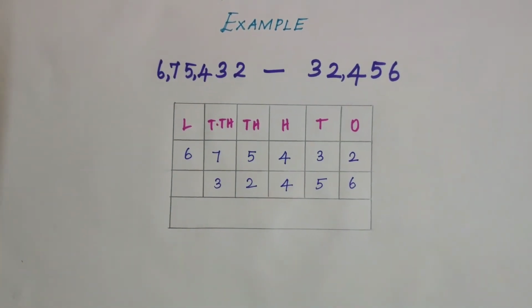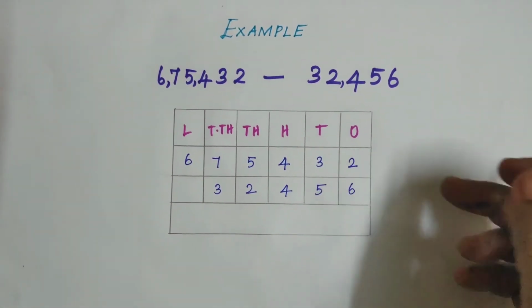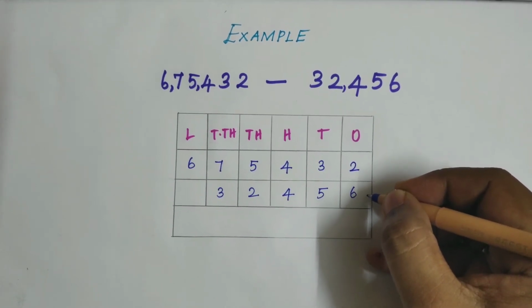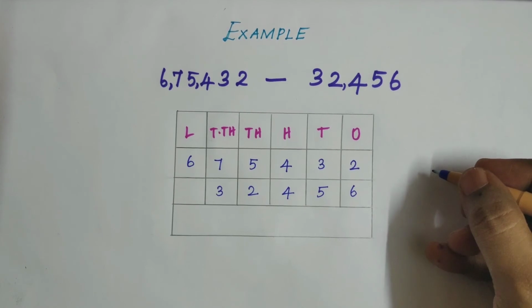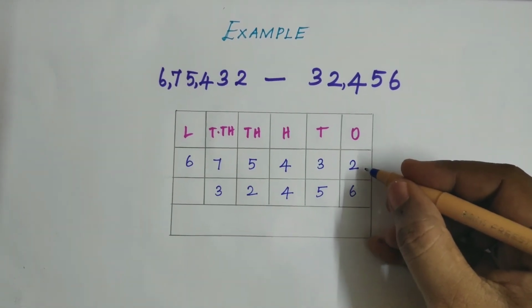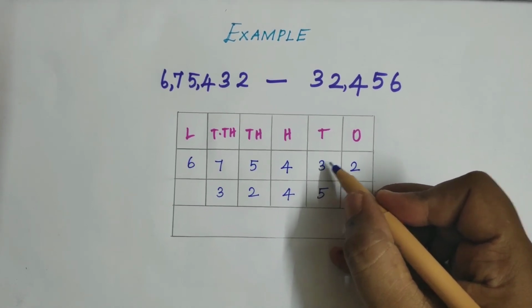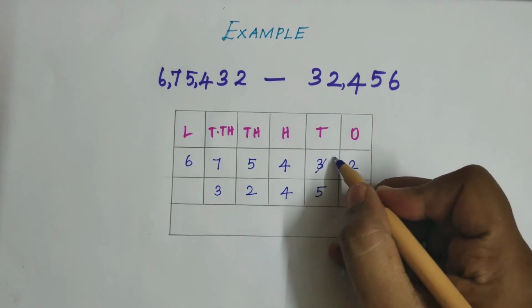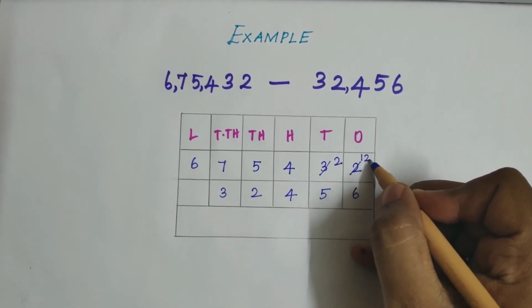So now we can do the subtraction. We will start from the ones column. 2 minus 6. 6 is a greater number. Therefore, we cannot subtract 6 from 2. So we have to borrow 1 ten to the ones column. So the 3 tens will become 2 and the 2 ones will become 12.